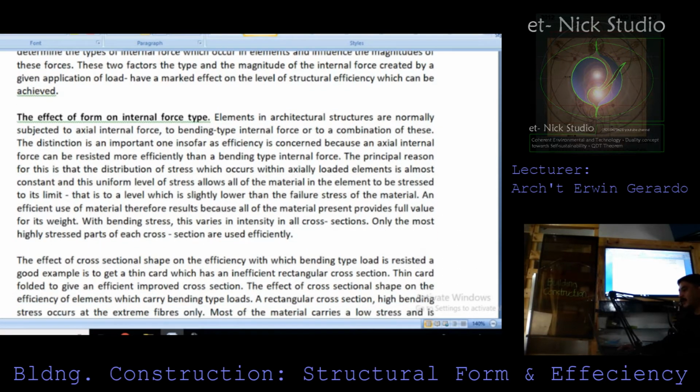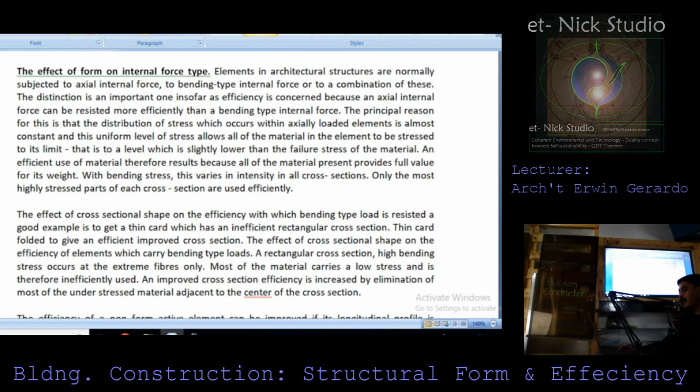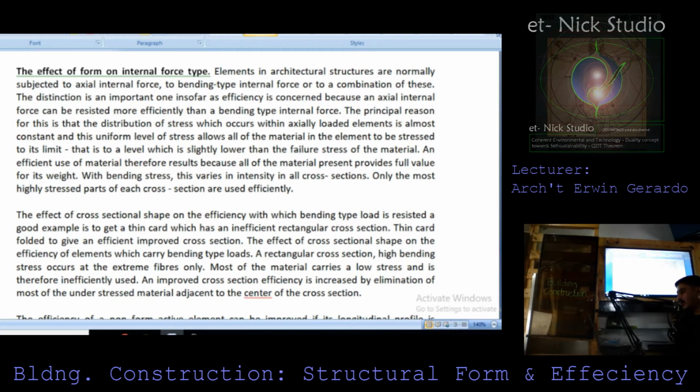The effect of form on internal force type. Elements in architectural structures are normally subjected to axial internal force, to bending type internal force, or to a combination of these. The distinction is an important one insofar as efficiency is concerned, because an axial internal force can be resisted more efficiently than a bending type internal force.